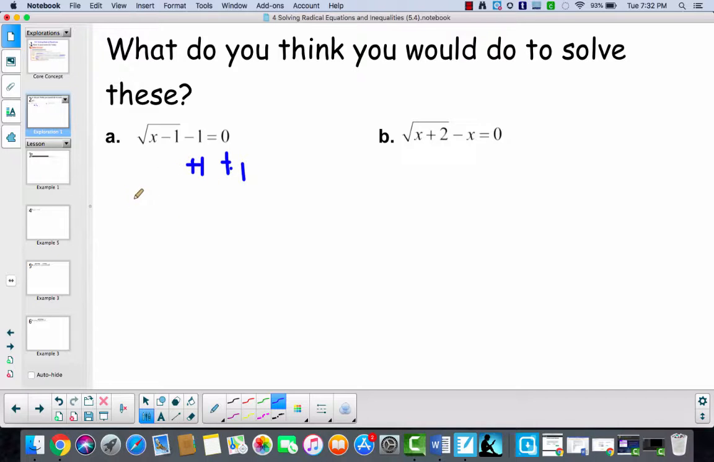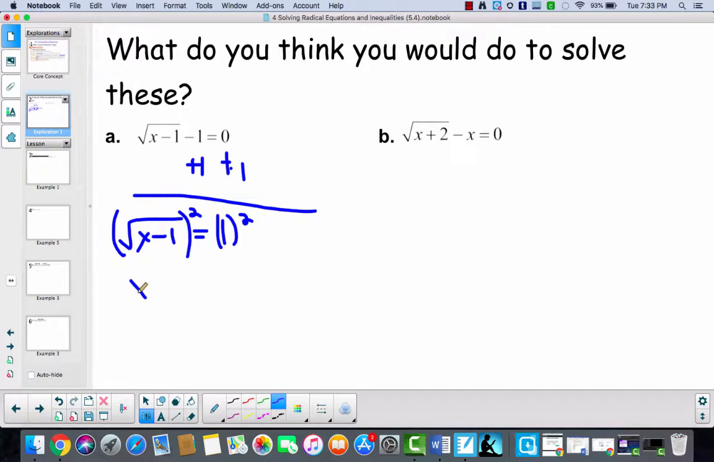Okay. When I do that, I get the square root of x minus 1 equals 1. Now what I need to think about is what's going on over here. I'm taking the square root. Well, how do we undo the square root? Right, we have to square it. But if I square this side, I have to do the same thing on this side. When I square the square root, remember this could be written as x minus 1 to the 1/2 power. That's what it means to take the square root of something.